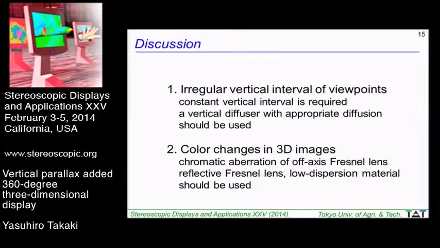The color changes in the 3D images were observed because we used an off-axis Fresnel lens, and the Fresnel lens was composed of PMMA. The problem could be solved by using a reflective Fresnel lens or a low-dispersion material to construct the Fresnel lens.